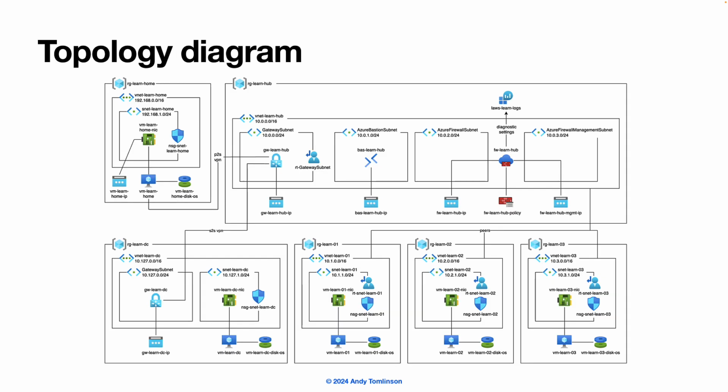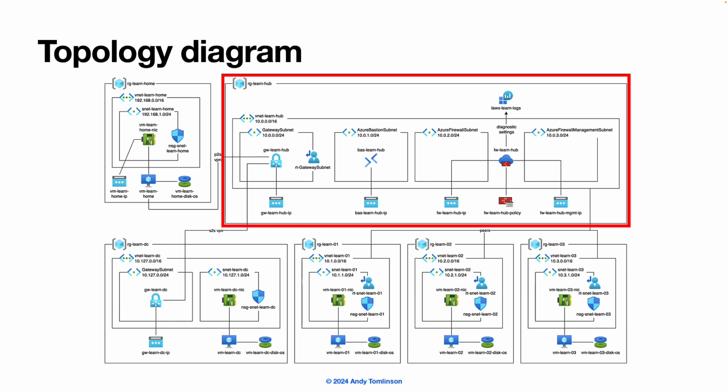Let's review the topology diagram for this lesson. First, let's recap on the resources that we're reusing from the previous lessons. These include the hub resource group, its virtual network, along with the virtual network gateway, the bastion, the firewall, the peering relationships to the spoke virtual networks, and the site-to-site VPN to the data center.